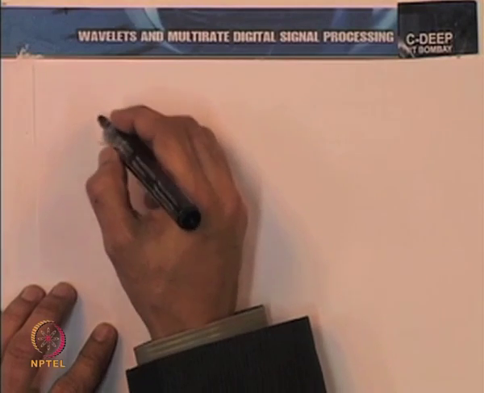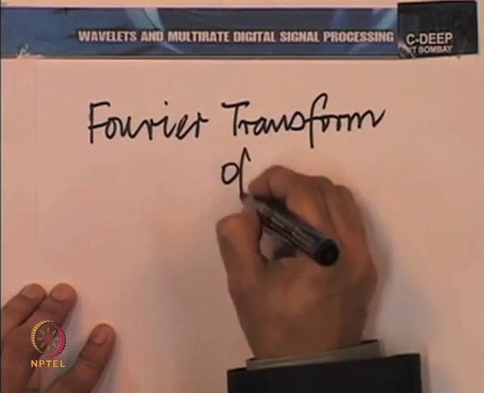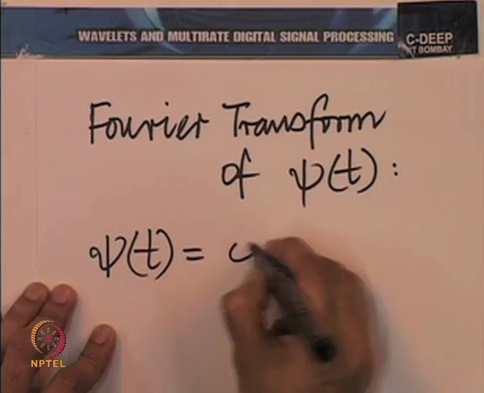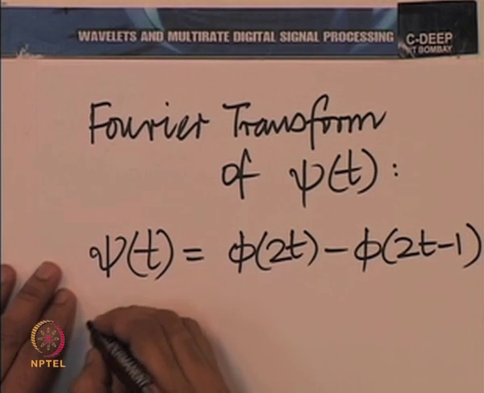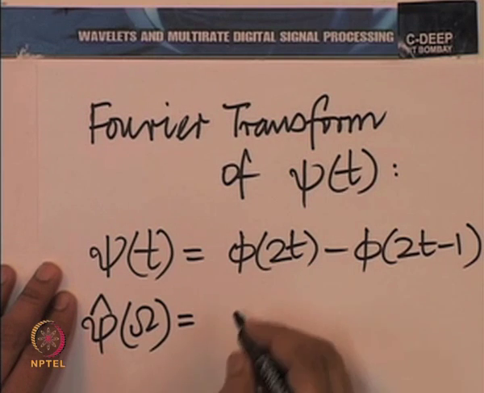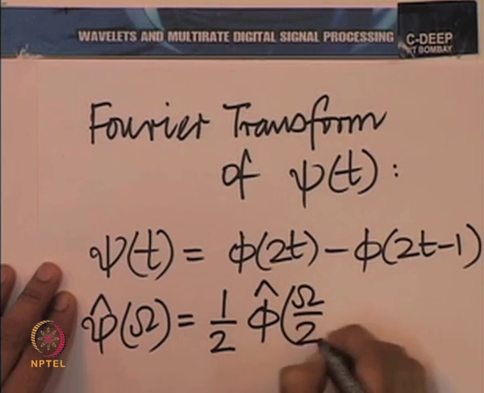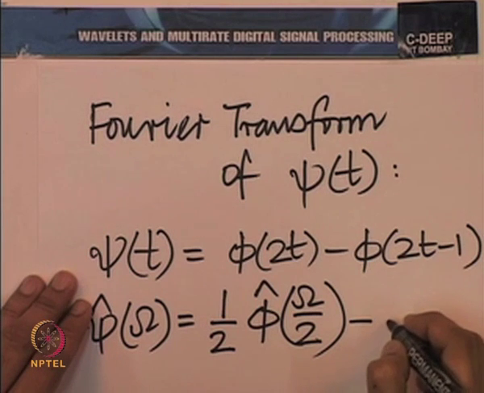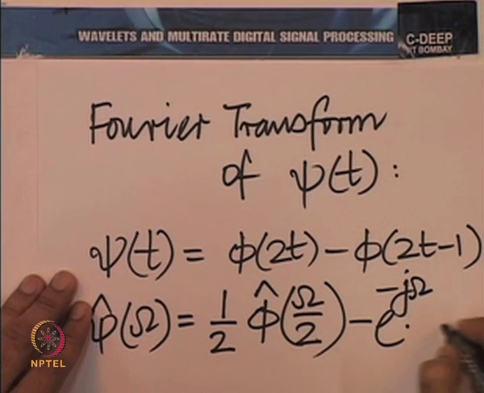So, for that we must first consider the Fourier transform of psi t, and that is easy to do. Psi t, as you know, is phi of 2 t minus phi of 2 t minus 1, and you can easily find its Fourier transform. Psi cap omega is therefore going to be equal to, well, when you multiply by 2 here, you would be dividing by 2 in the other domain, and of course, here you need to take care of the minus 1. So, e raised to the power minus j omega times the same expression.